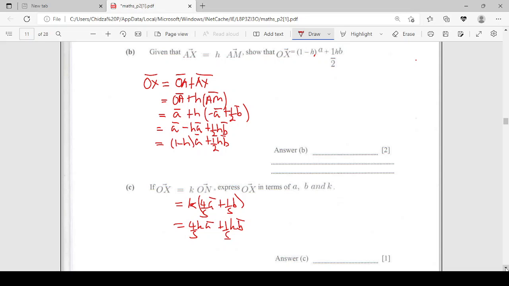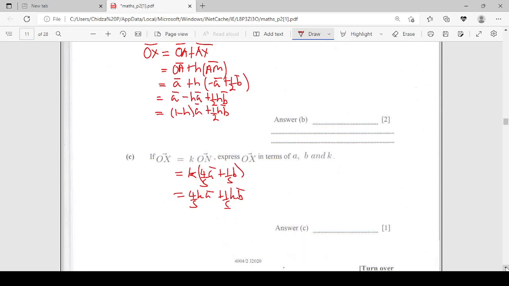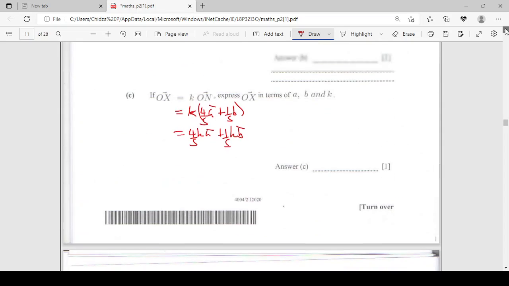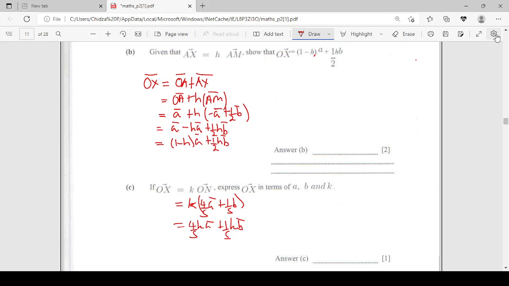So naturally, you can see that you have got an OX there with this expression in part B, and in part C, you've got an OX and a letter k there. So naturally, you are going to find that they are going to ask us to find what the values of h and k are, right? Which is what they're asking in the D there. So to do that, you will have to equate the OX here, which is 1 minus h A plus half hB, to 4/5 kA plus 1/5 kB.